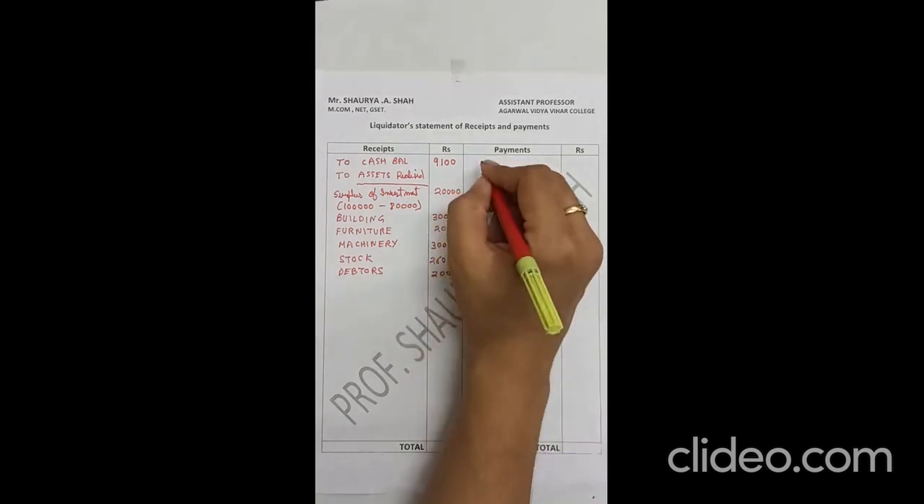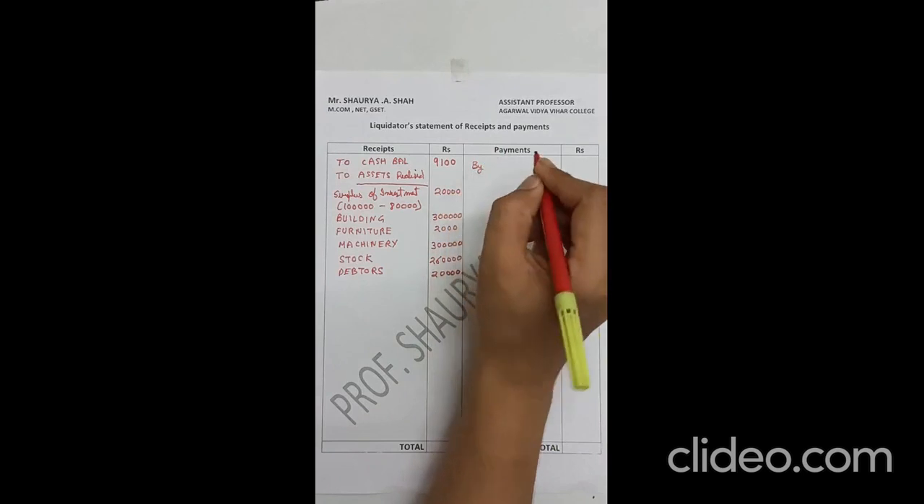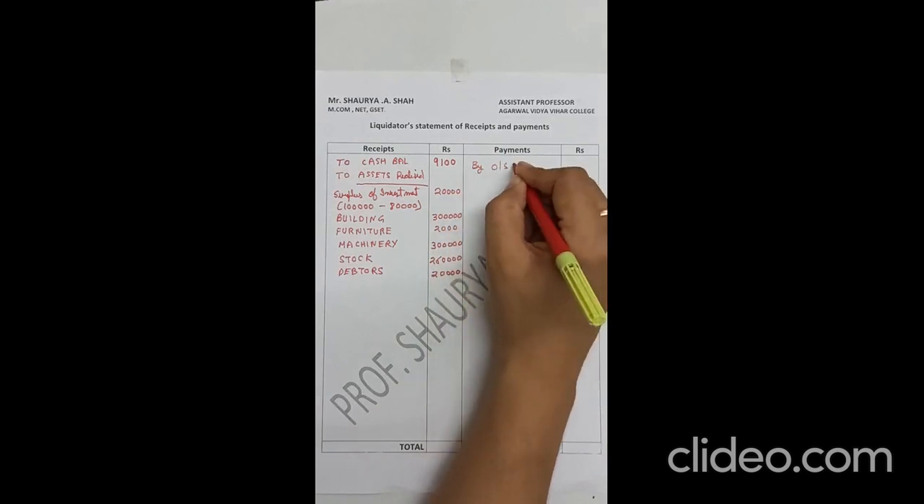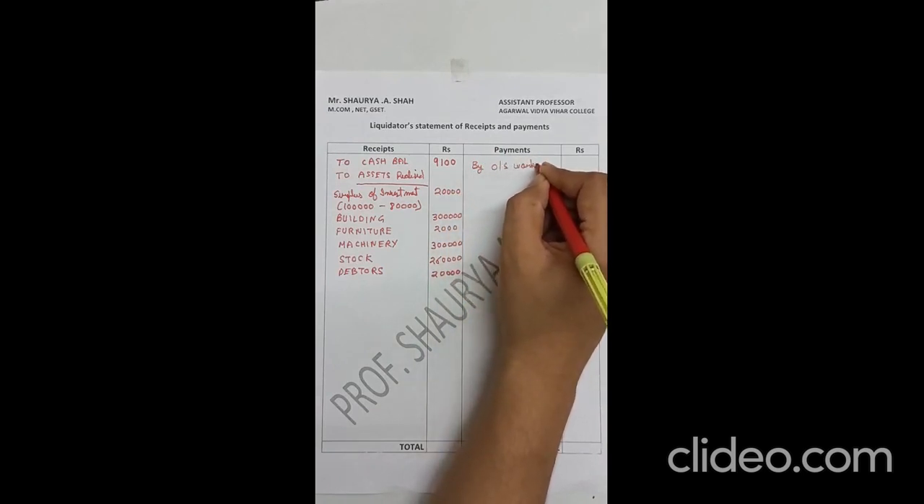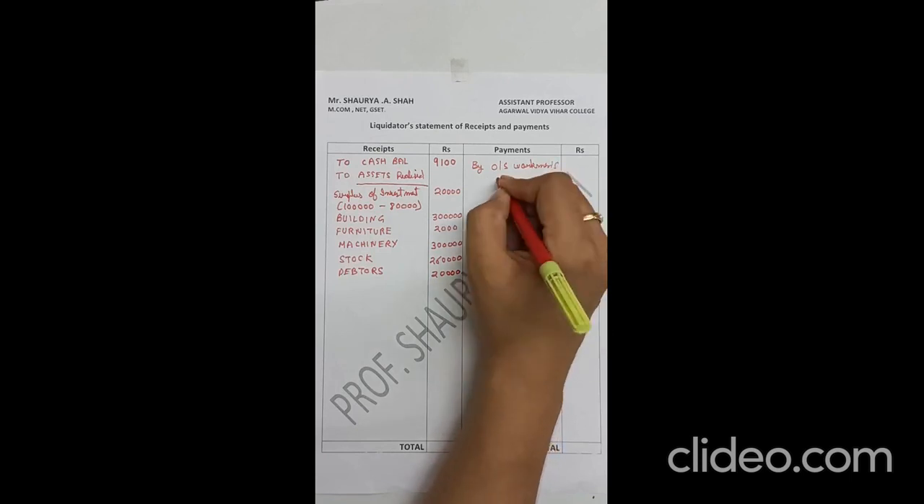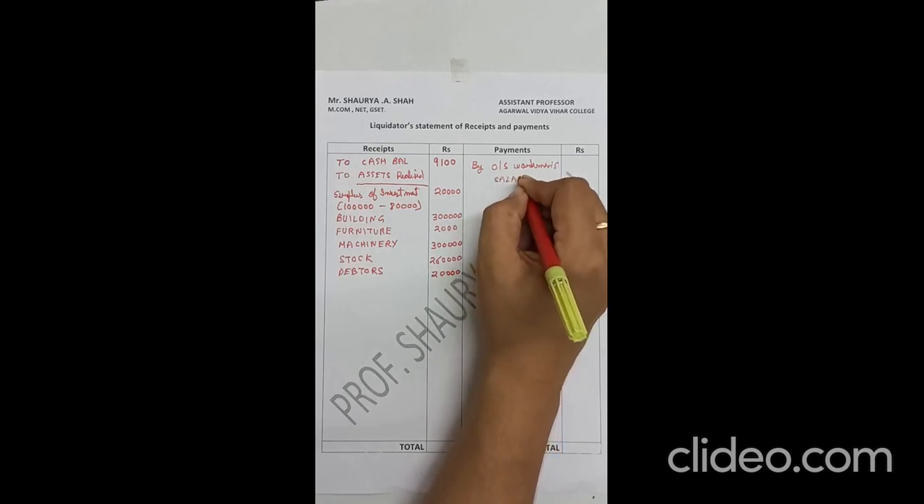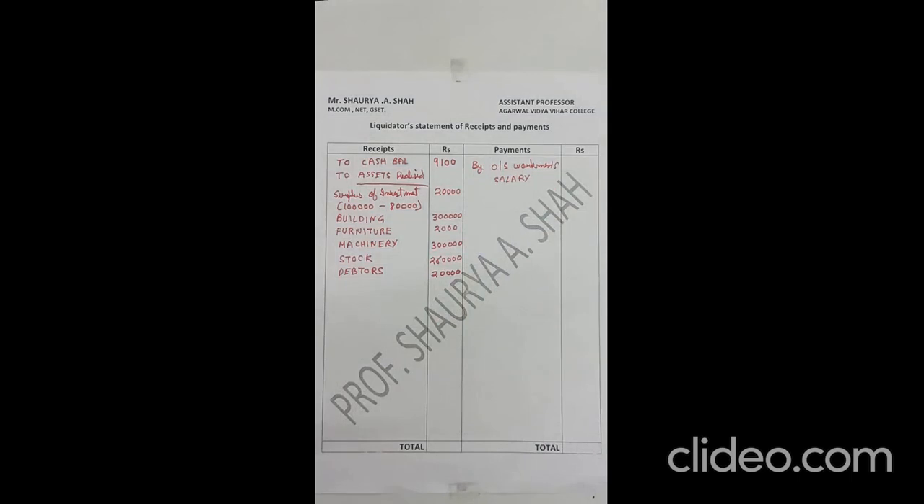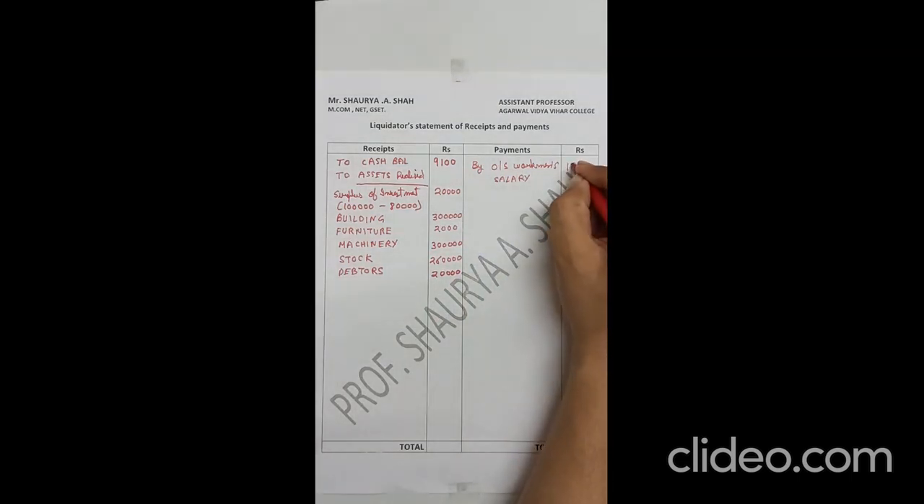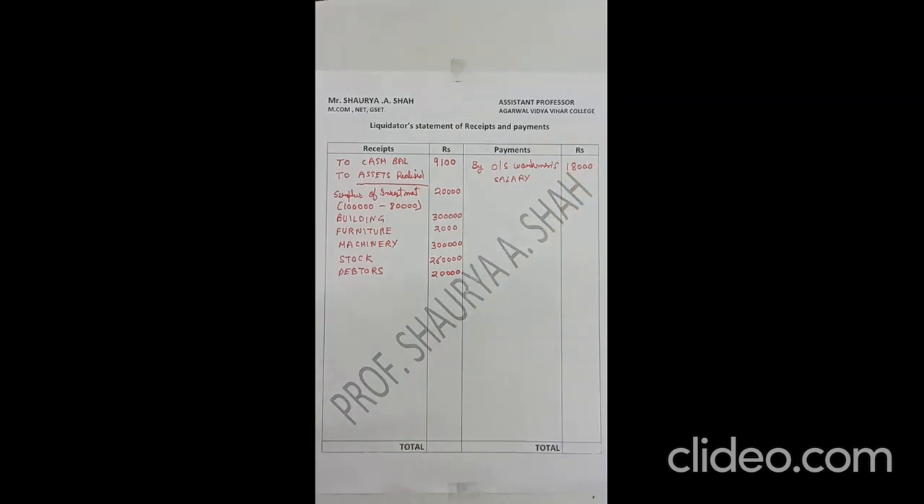So first and foremost we will pay "By outstanding workman's salary." How much is it? In the balance sheet very clearly it is given 18,000 rupees. So I will write down "By outstanding workman's salary, 18,000 rupees." Is it clear, everyone? Fine.